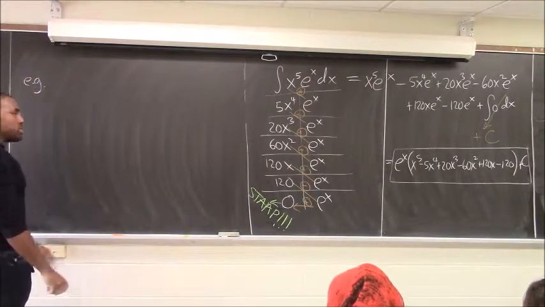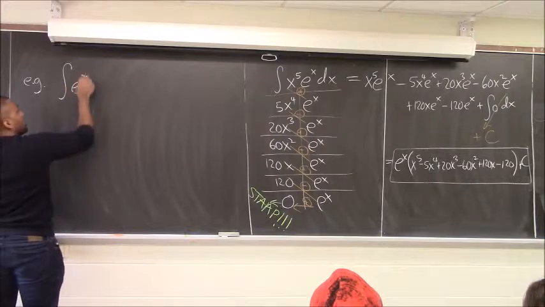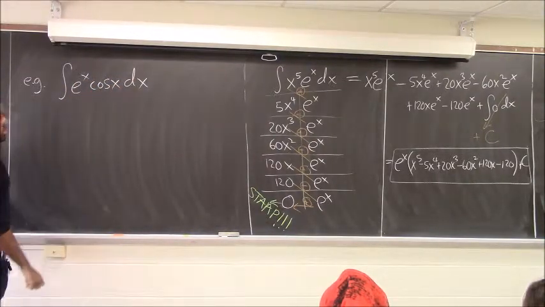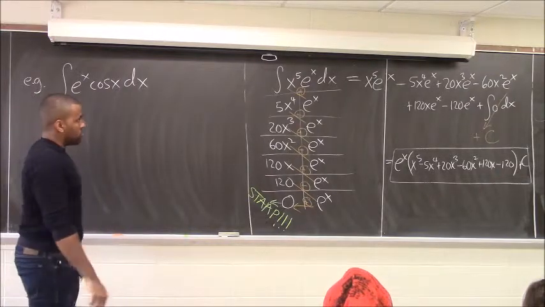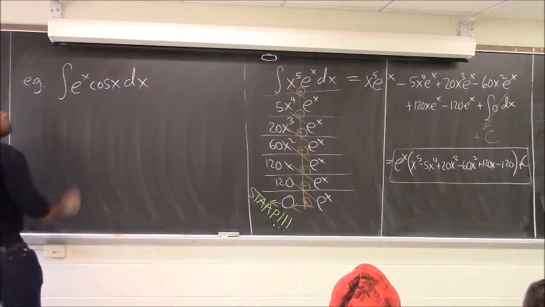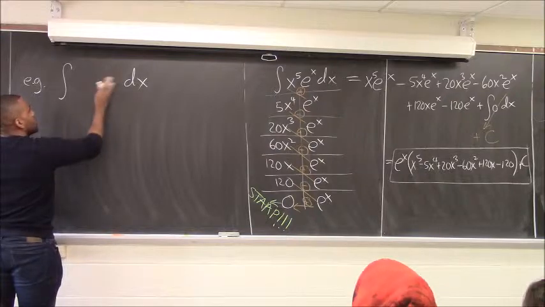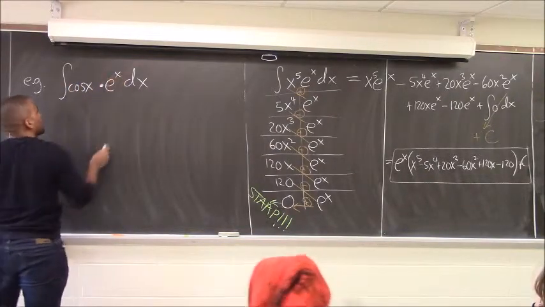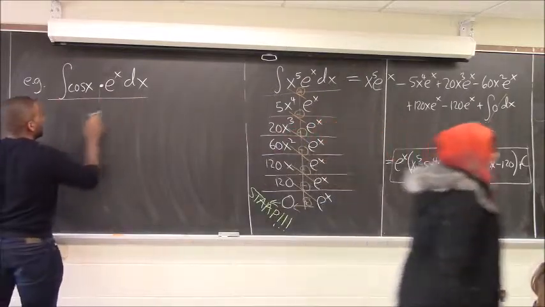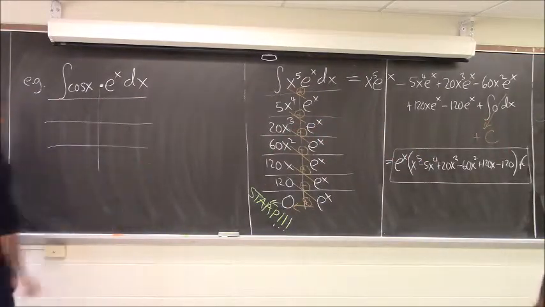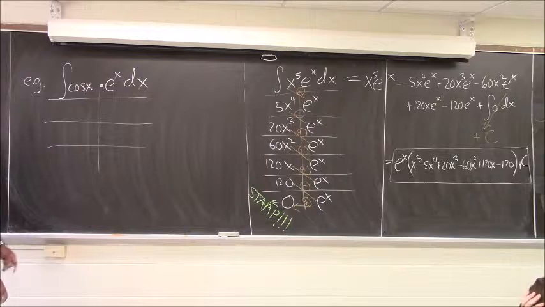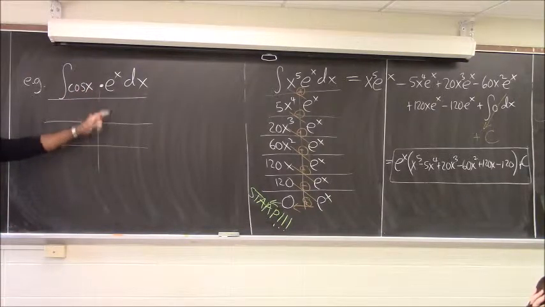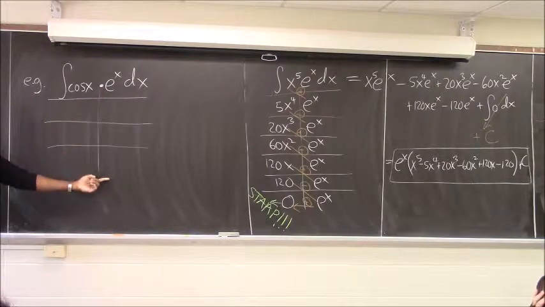As an illustration of the second situation, let's actually redo the guy that we had earlier. Now, I want the u on the left, so we'd rewrite that as, say, cosine of x times e to the x. I'm going to set up this table.